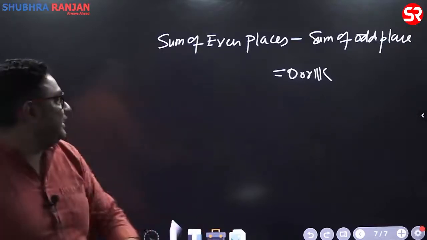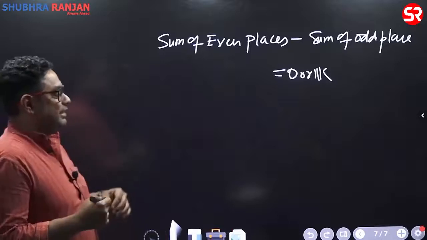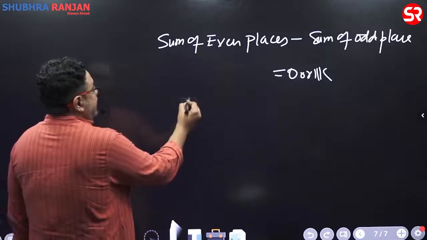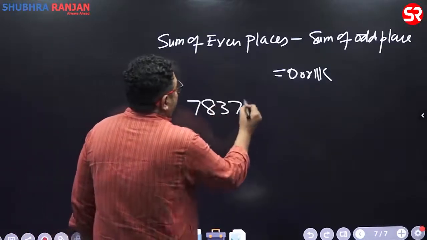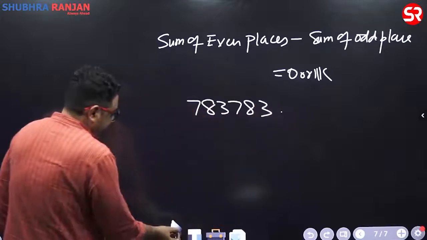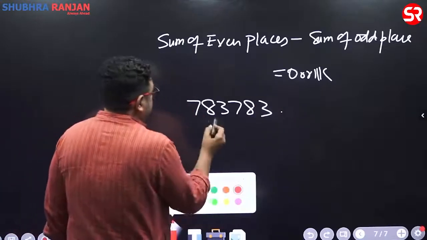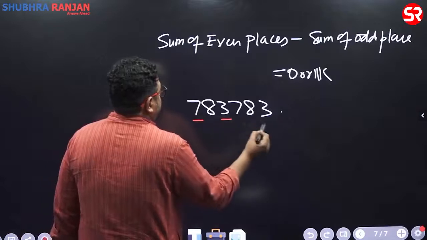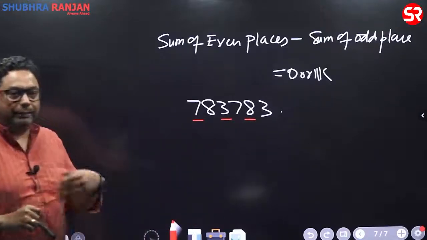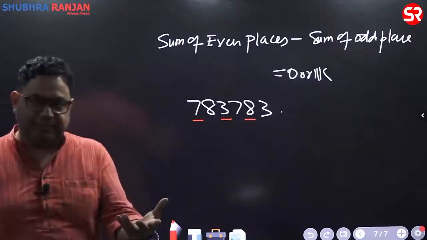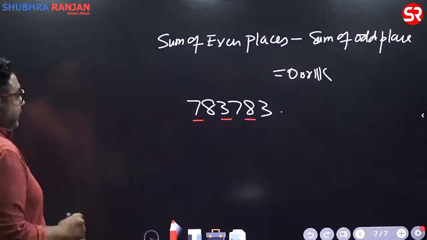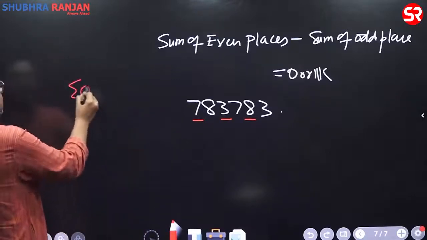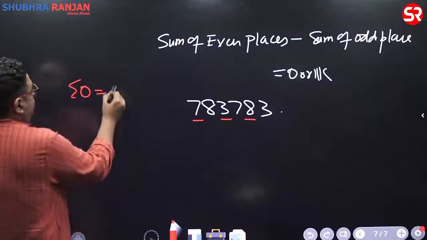Why would you take this as a rule, sum of even places minus sum of odd places? For example, I say is 783 a multiple of 11. So this is absolutely what you used to do. 7 plus 3 plus 8. This is sum of odd places, first and third and fifth, isn't it? Sum of odd places comes out to be 18.